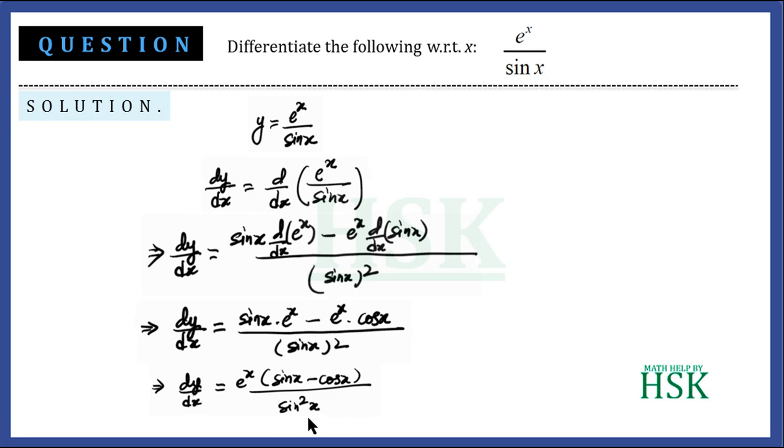Here one thing is to be noted that dy by dx is only defined if the denominator is unequal to 0. So this is only possible when x is unequal to n pi, where n belongs to integer. So this would be the required answer.